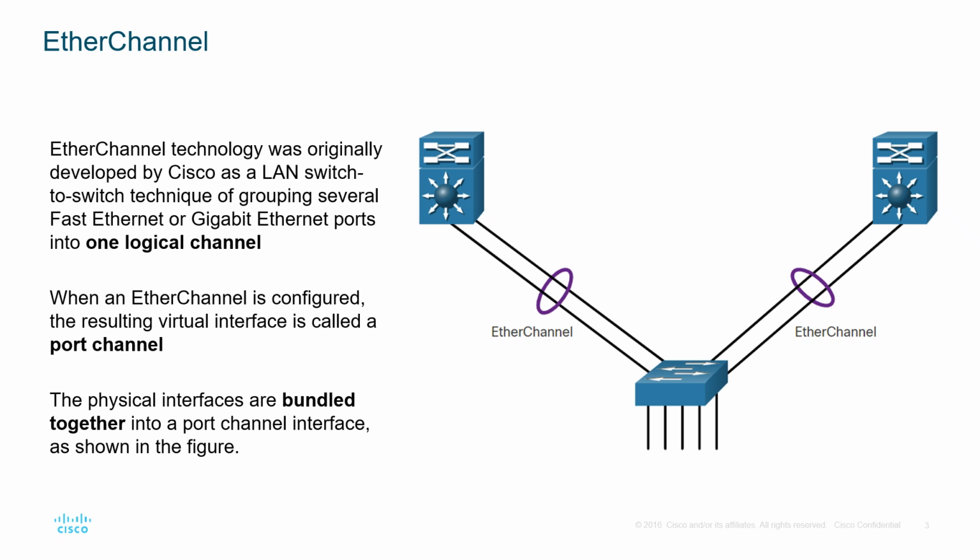Now, EtherChannel technology was originally developed by Cisco as a LAN switch-to-switch technology of grouping several Fast Ethernet or Gigabit Ethernet ports into one logical channel. When an EtherChannel is configured, the resulting virtual interface is referred to as a port channel. The physical interfaces are bundled together into a port channel interface as shown here.